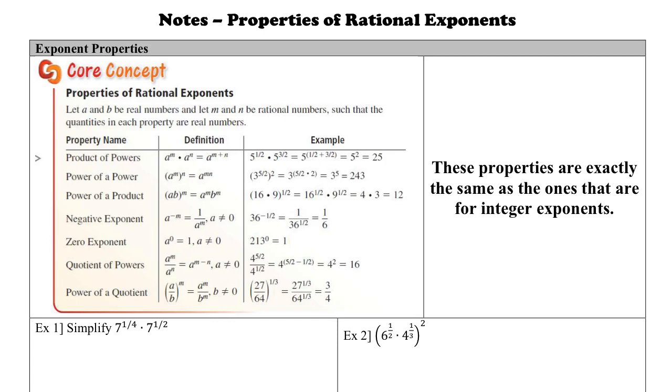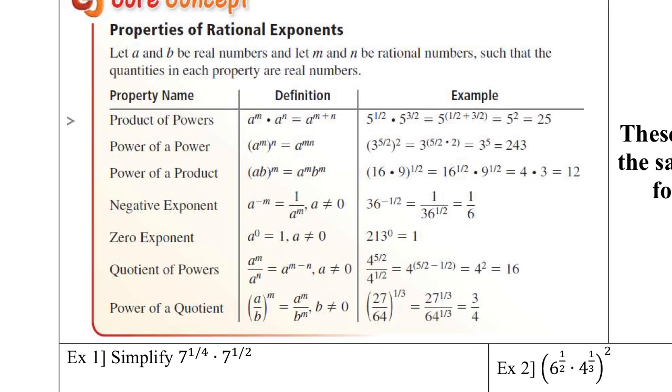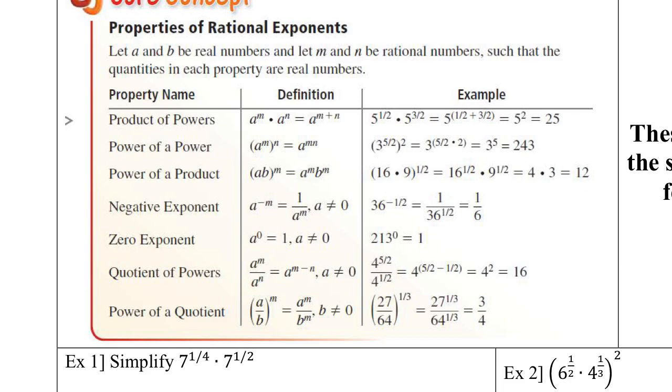Properties of rational exponents. So before we start, let's review for a second. Rational just means fraction. So we are basically talking about how to work with fractions in our exponents. So here we have a table of all of our properties for exponents. You should recognize these because these are the same ones that you learned when you did integer exponents.